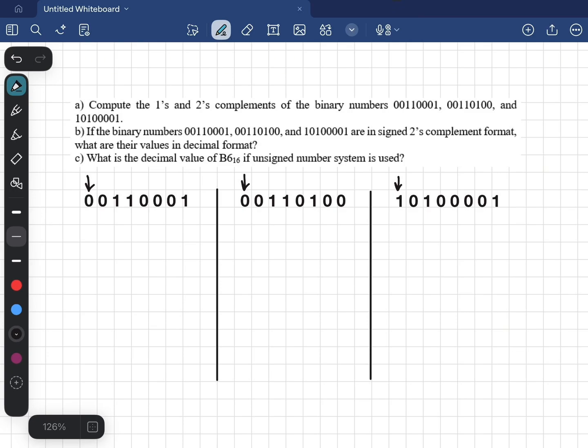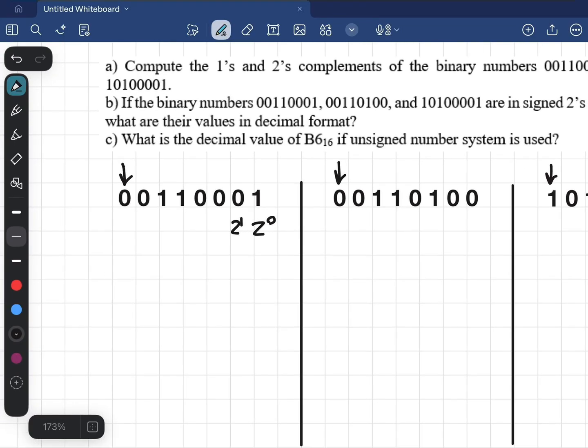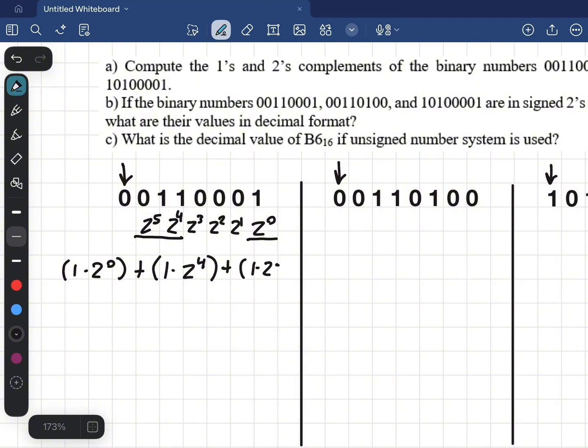So we can start off with the first one, use the standard positional weights, and add up the numbers. This will be 2 to the 0th power, 2 to the 1st power, 2 to the 2nd, 2 to the 3rd, 2 to the 4th, 2 to the 5th. We're going to be looking at these here because that's where a 1 is present. So the final answer will be 1 multiplied by 2 to the 0th power plus 1 multiplied by 2 to the 4th power plus 1 multiplied by 2 to the 5th power. This will get us 1 plus 16 plus 32 with a final answer of positive 49.